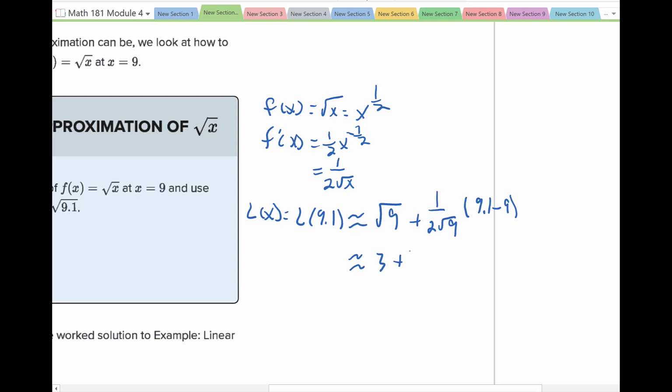So this is going to be 3 plus, and square root of 9 is 3, so it's 1 over 2 times 3, which is 1 over 6 times 0.1, and that value is 3.0167. And if I use my handy dandy calculator to find the square root of 9.1, I get 3.01662. So it's pretty darn close there. Okay, fun stuff. Let's do another problem.